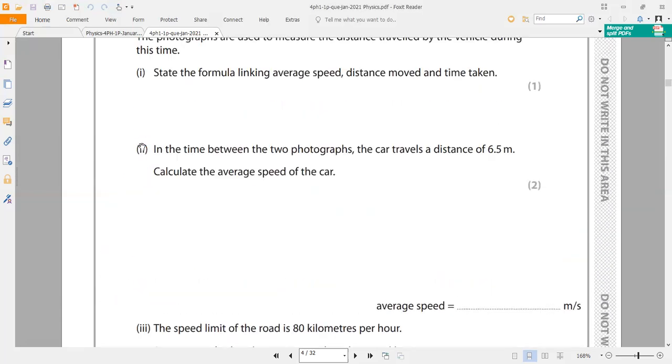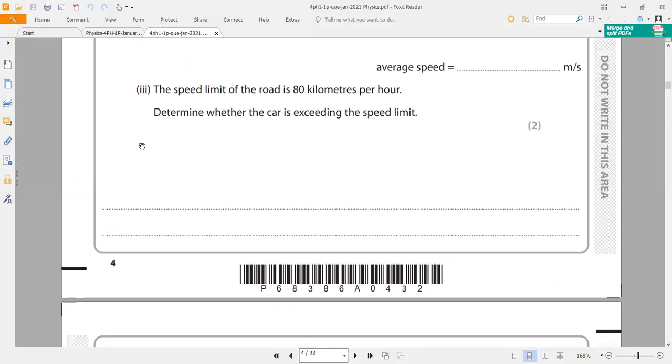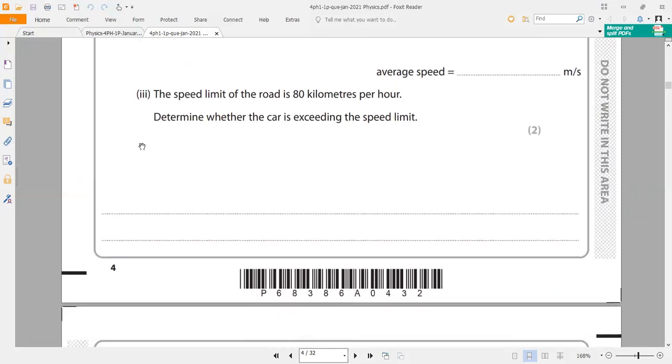Next we'll be looking at the speed limit, the third question under 2A. The speed limit of the road is 80 kilometers per hour. Determine whether the car is exceeding the speed limit. If you recall, the speed of the car is in meters per second. So to be able to compare, we have to convert to the same unit.